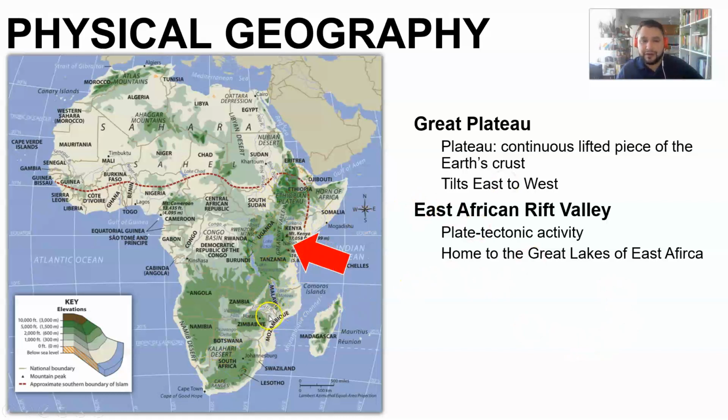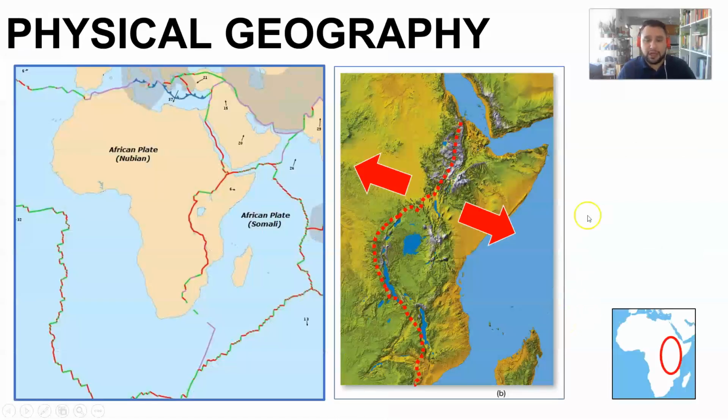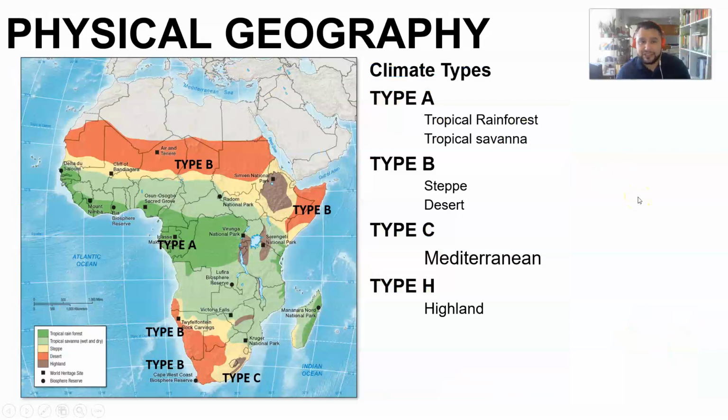We also have a very important defining feature in the Eastern African section, which is the African Rift Valley, which is formed by plate tectonic activity, and it is home to the Great Lakes of East Africa. These valleys and lakes are formed by the divergence between the African plate and the Somali plate, which are moving in opposite directions, and so this creates rifts, valleys, and lakes in this region.